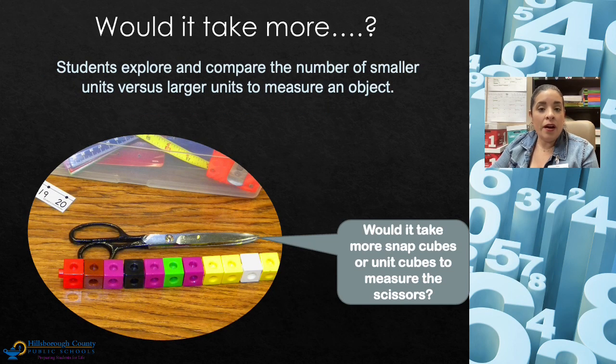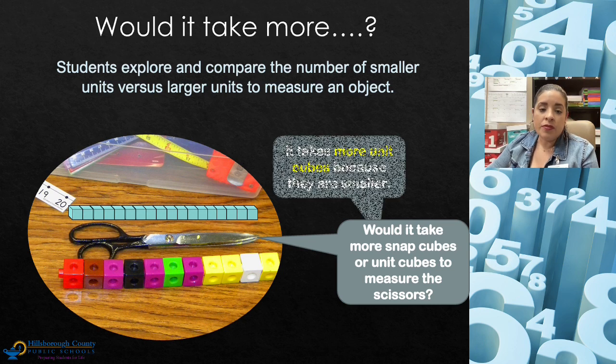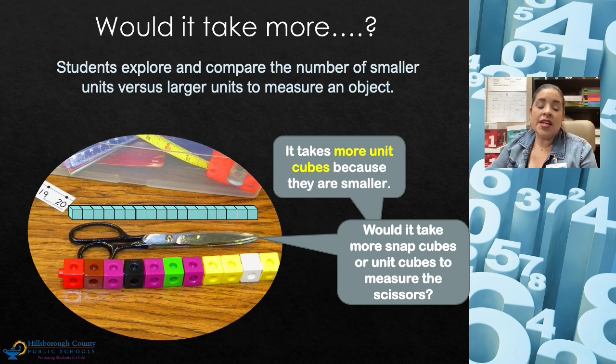Not only will students compare objects, but they also can begin to compare unit sizes. Take a look at this example. Students are asked to measure the length of the scissors. Students can measure with non-standard units such as snap cubes. Once they're measuring with snap cubes, they can also measure with centimeter or unit cubes. Then you can ask questions like, would it take more snap cubes or unit cubes to measure the scissors? Students can see that it takes more unit cubes because they are smaller. This is also going to compare to actual inches and centimeters when they start measuring.